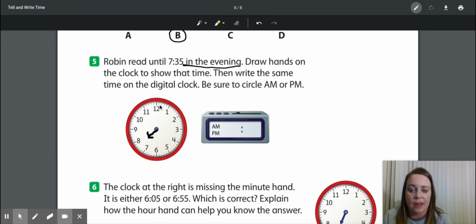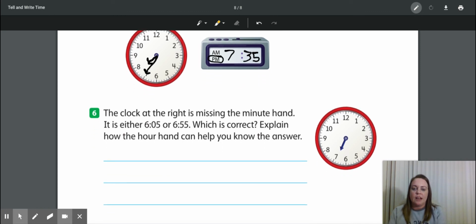35. Let's find where 35 is. Start at the 12. 5, 10, 15, 20, 25, 30, 35. So our big hand is going to go down to that 7, and you can bring it all the way down to the number. Do your little arrow. 7:35. And then they want us to write it on the digital one. 7:35. And remember, it's evening, so it's PM, okay?